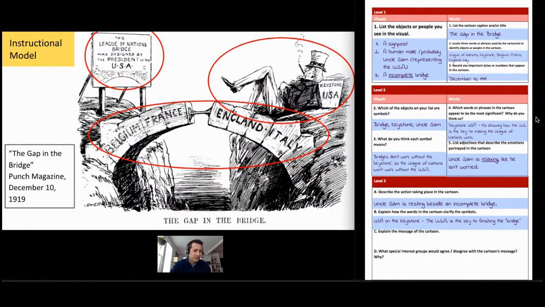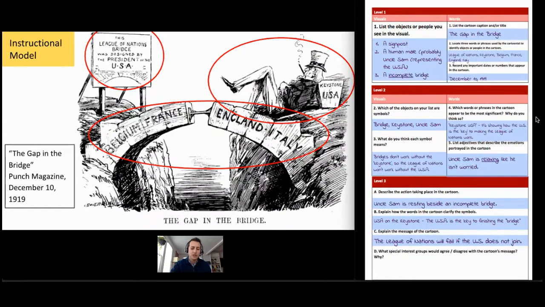So after all this analysis, I can explain the message of the cartoon, which is that the League of Nations will fail if the U.S. does not join. You might also say the U.S. has not finished their job. They started the job, but they didn't finish it because they need to join themselves.